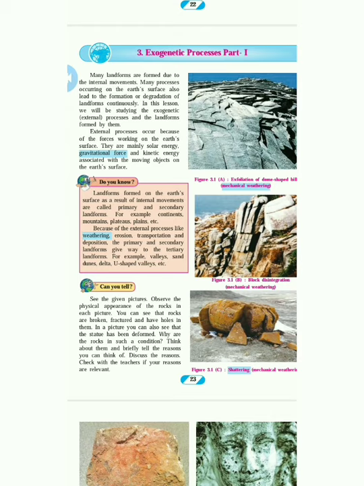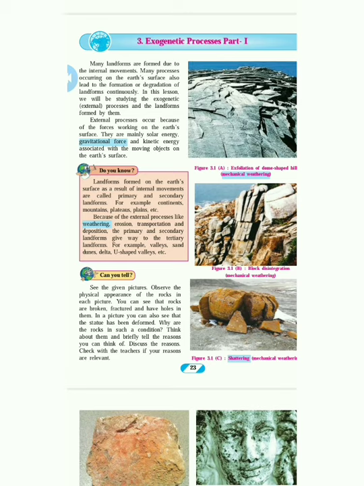See, whatever we have seen in the last chapter, it was endogenetic movement. That means whatever things are happening inside or in the interior of the earth. Now we are going to learn what are the things which affect the external landform.